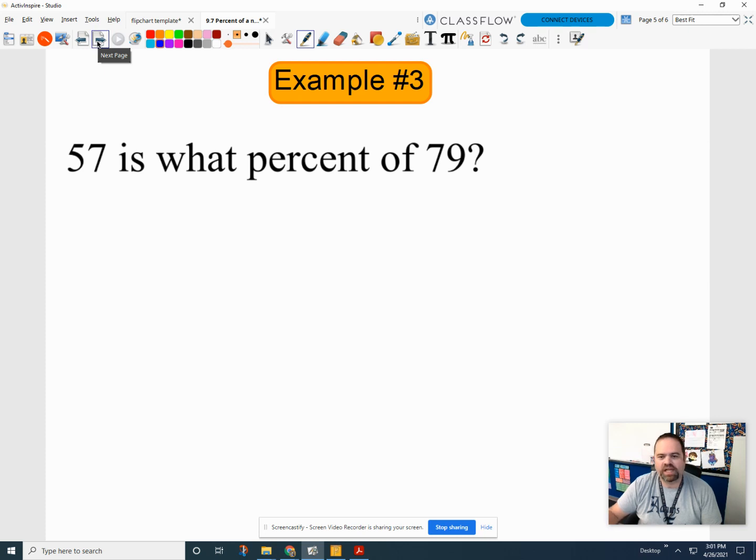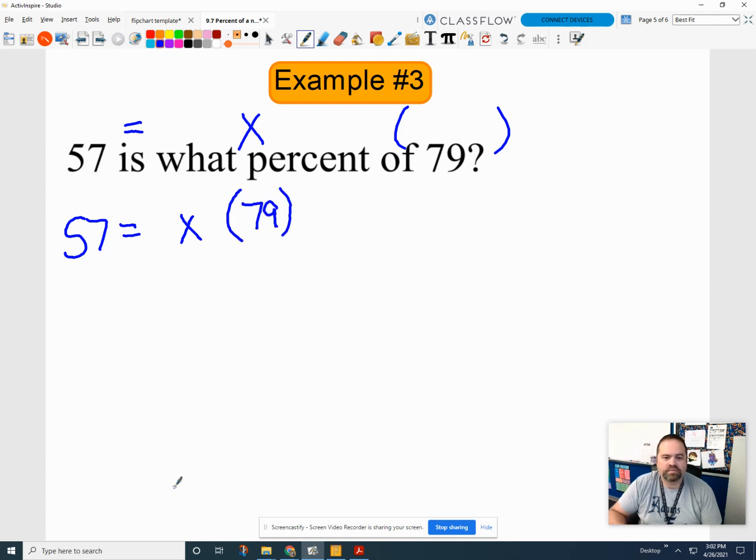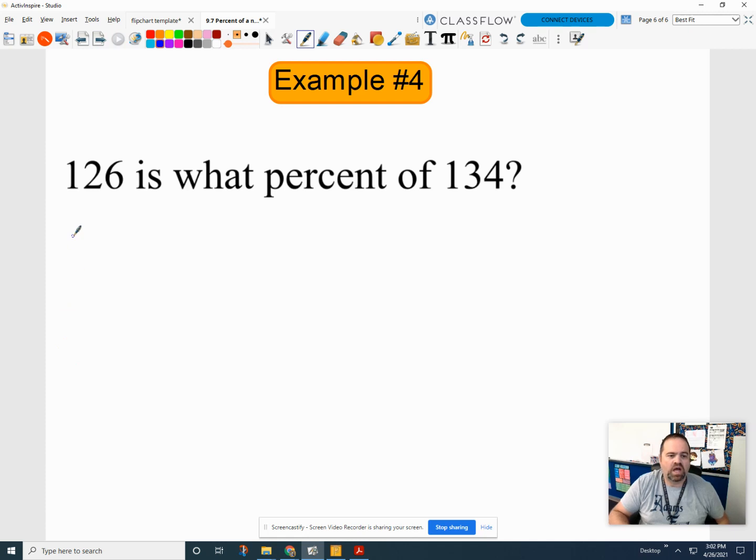57 is what percent of 79? Same thing. I'm going to start: "is" is your equal sign, "of" is your multiplication, and everything else just drops down. My equation is going to look like this: 57 equals what? I don't know, so x. And then "of" means multiply, 79. It's kind of ugly. We could rearrange that and clean it up a little bit, but that'll work. These are literal translations. Another one: 126 is what percent? I don't know. Of 134.